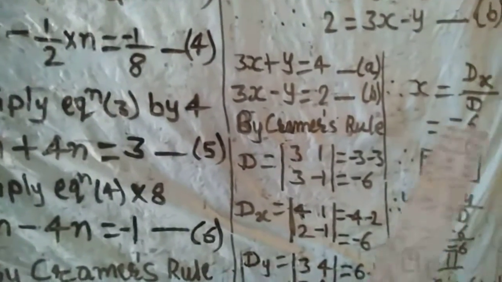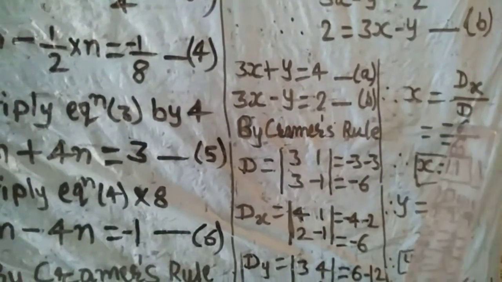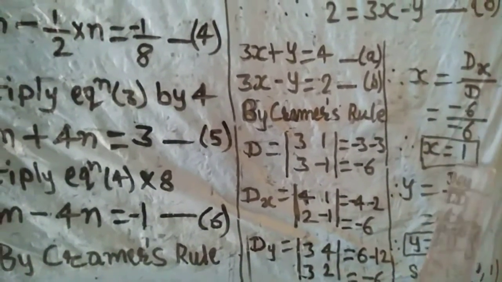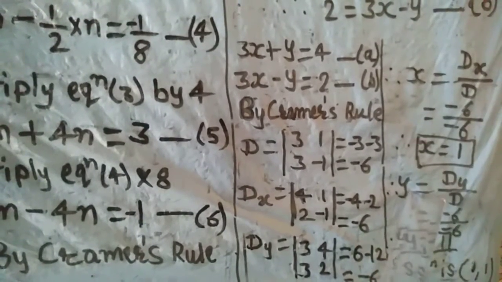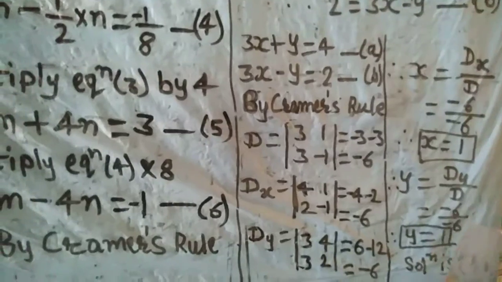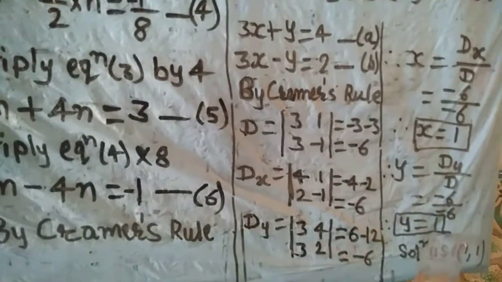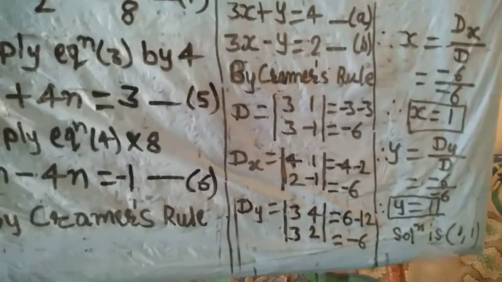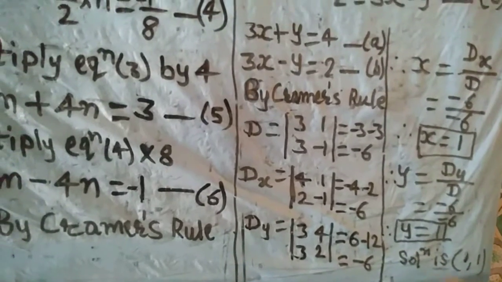So x is equal to dx upon d, that is minus 6 upon minus 6, that is 1. dy upon d gives you the value of y, that is minus 6 upon minus 6, it's equal to 1. So the solution is 1 comma 1.